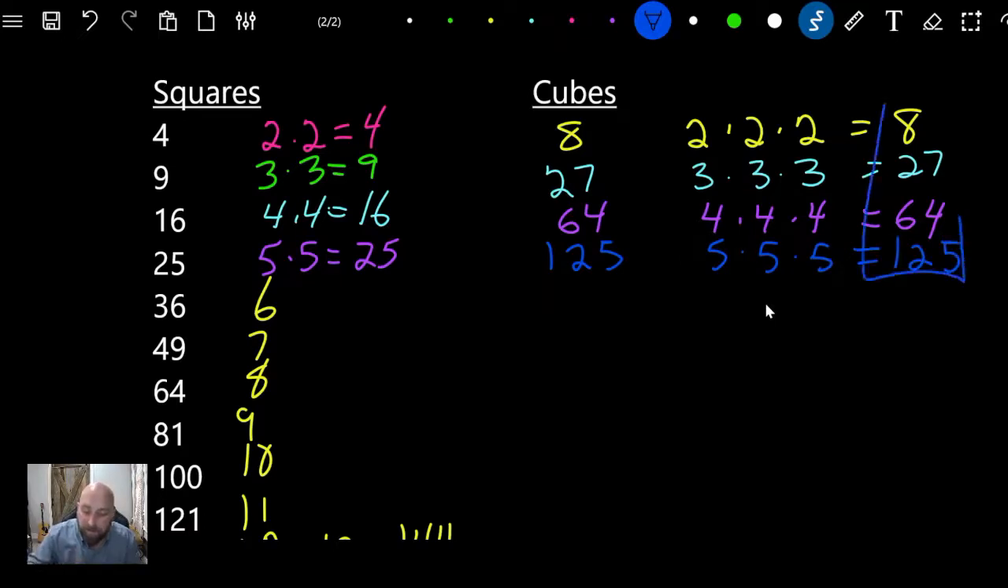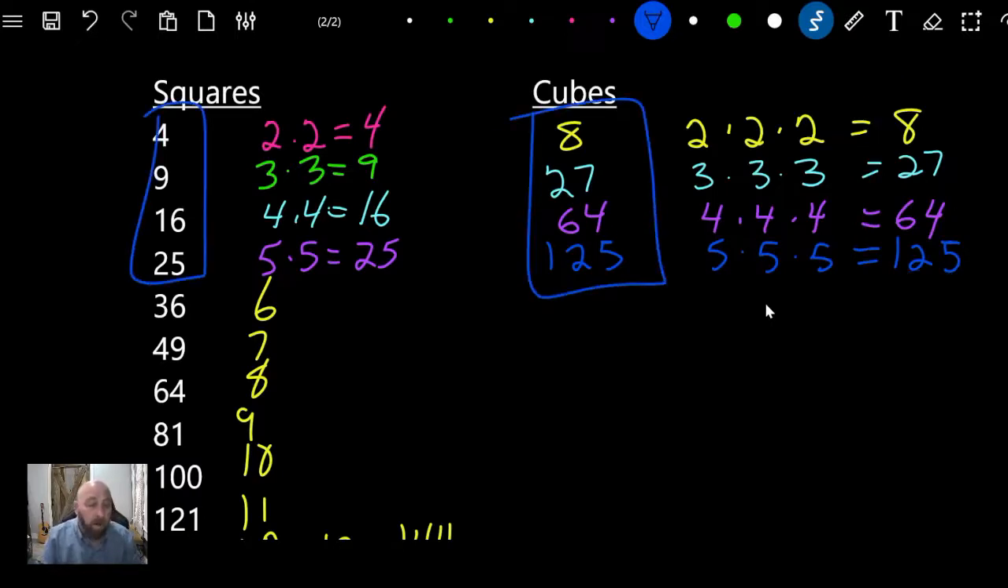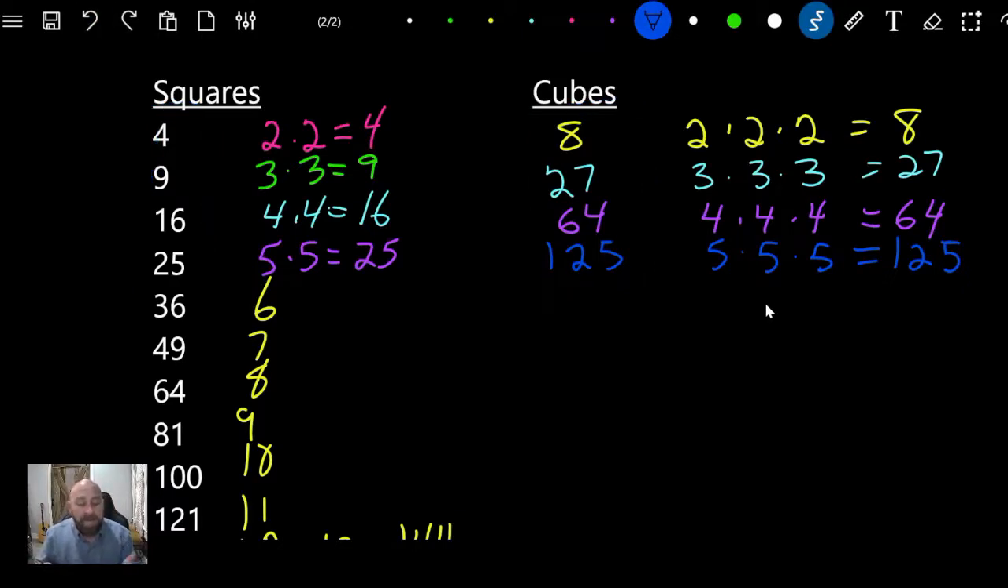Notice that these numbers are getting big fast, right? These ones, we're only at 25 here with the squares, but we're already all the way up to 125. I'm going to stop there as far as what I'm really wanting you to know and memorize with the cubes, but you should be able to figure out the next one, right? Because we got 125 here, so you should be able to go to the next one.